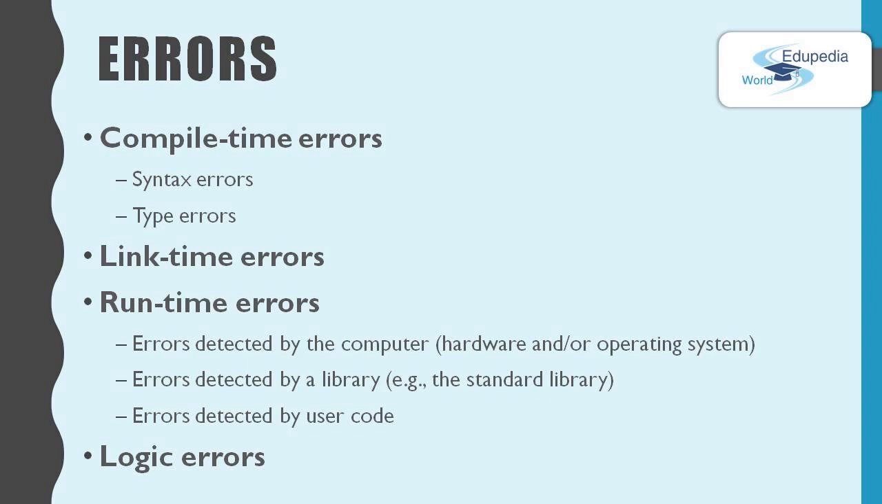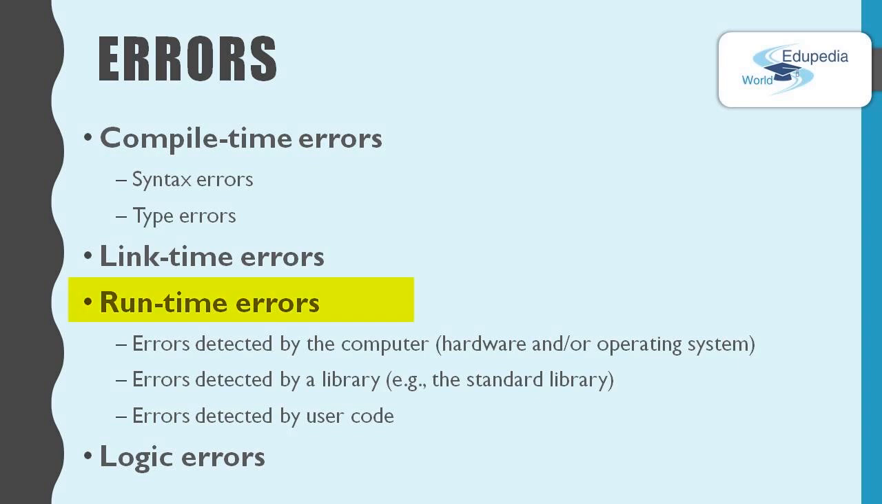There are many ways of classifying errors, so here we listed down a few of them. Compile time errors. These errors are found by the compiler. We can further classify compile time errors based on which language rules they violate. For example, syntax errors and type errors. The second one is link time errors. These are the errors found by the linker when it is trying to combine the object files into an executable program. The third type, runtime errors.